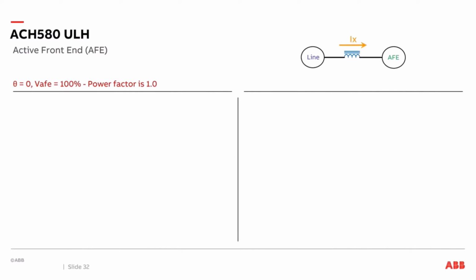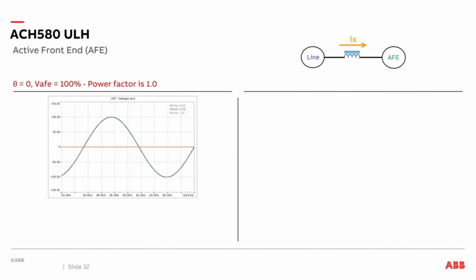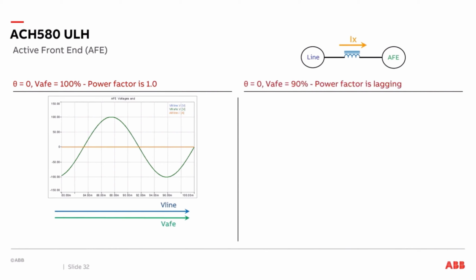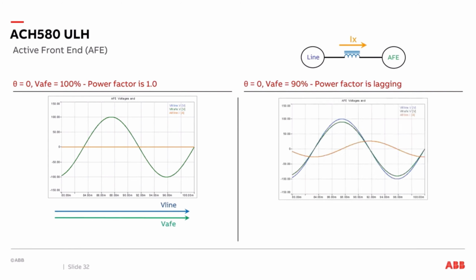So if we have the voltage of the active front end at 100% of the voltage of the line with a 0 phase angle, the power factor is equal to 1. As we see on our diagram here, the voltage of the line and the voltage of the active front end are equal to each other. They're in phase with each other, and therefore no current is flowing. So what would happen if we change something? Let's change the voltage of the active front end to 90% of the voltage of the line and leave the phase angle as 0. This will be a lagging power factor.